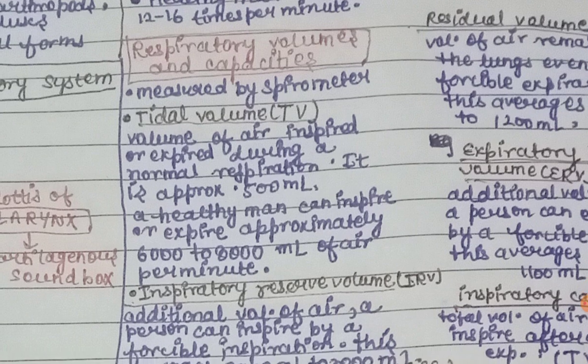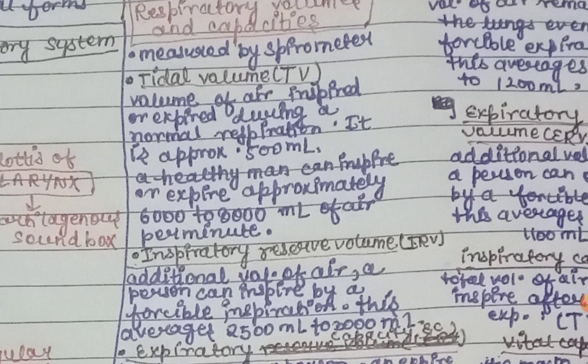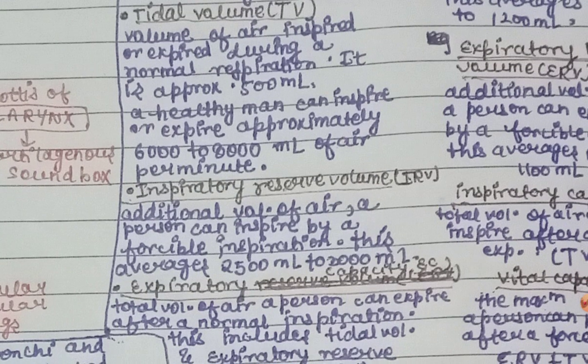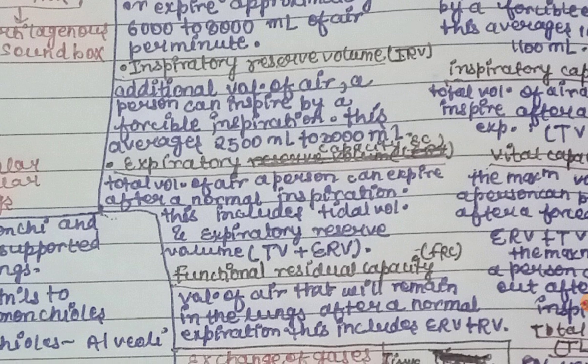Respiratory volumes and capacities are measured by spirometer. Tidal volume: volume of air inspired or expired during a normal respiration. It is approximately 500 milliliters. A healthy man can inspire or expire approximately 6,000 to 8,000 ml of air per minute. Inspiratory reserve volume: additional volume of air a person can inspire by a forcible inspiration. This averages 2500 ml to 3000 ml.